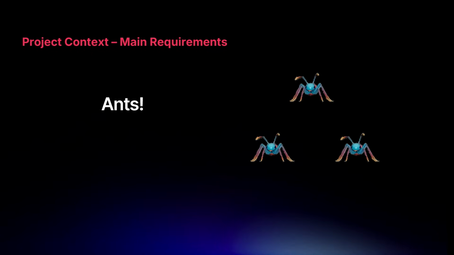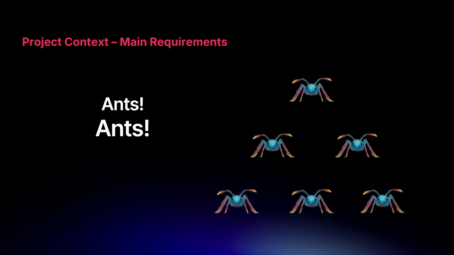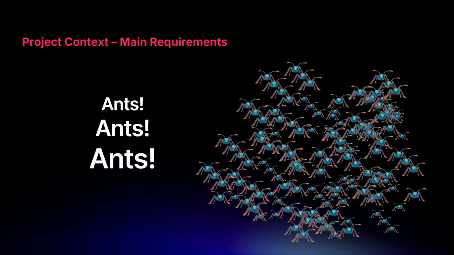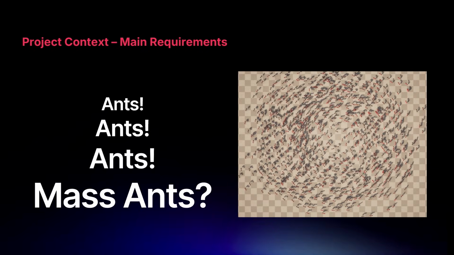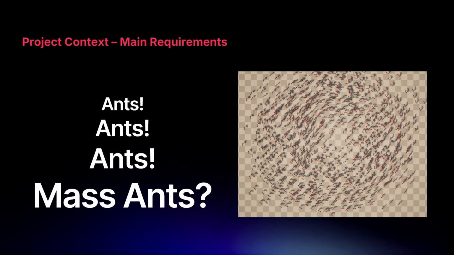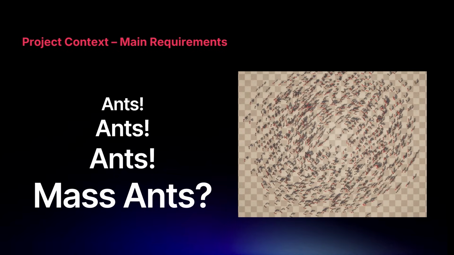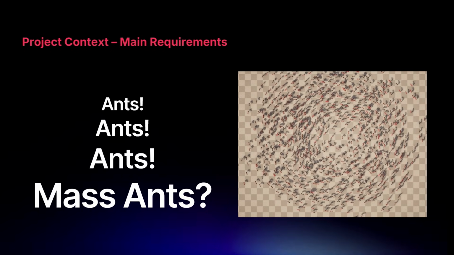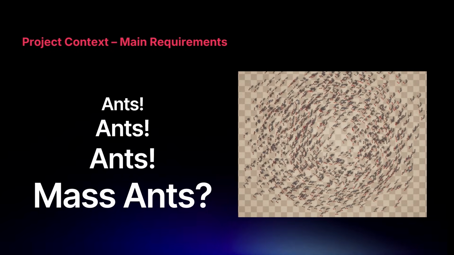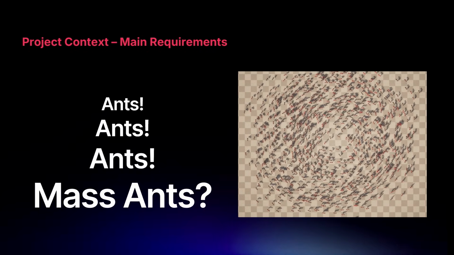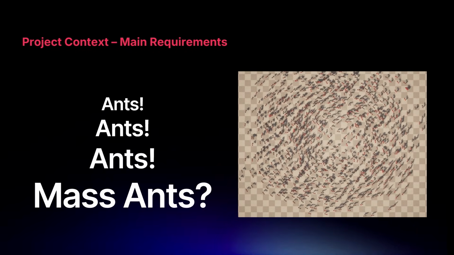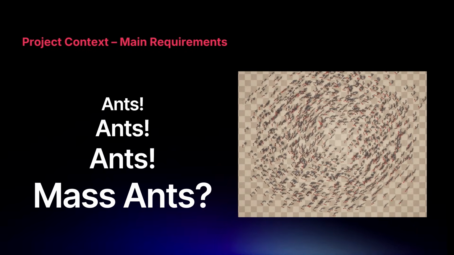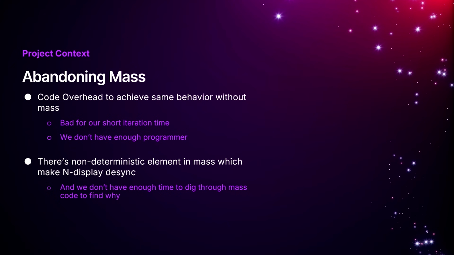Another main requirement for our ant colony is, of course, ants. We need a lot of ants, as many ants as possible. So that led us to explore the use of Mass AI. Mass AI is a scalable AI framework designed primarily for simulating large crowds or swarms of agents efficiently. It allows developers to manage thousands of lightweight agents with good performance. And StateTree is the main way of defining AI behavior inside the Mass AI system. And this is where we first interacted with and started using StateTree.